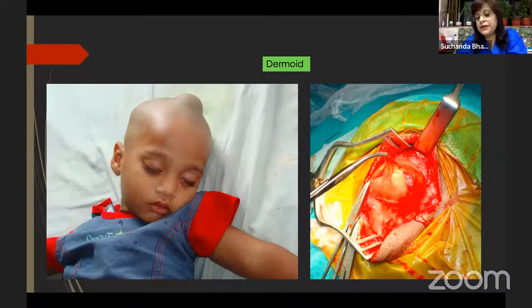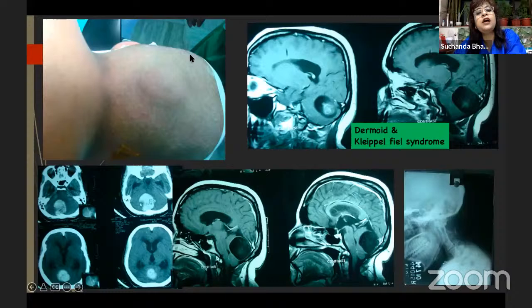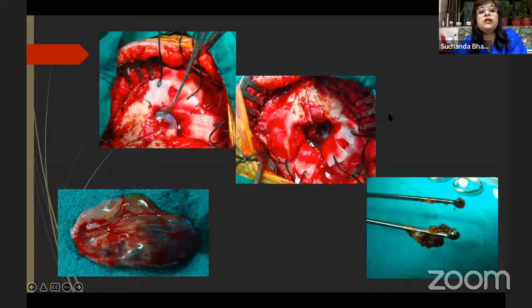This is again another case of an occipital dermoid. Here you can see the swelling in this girl, but this was a very rare case. We could not see a dermal pit, but there was a swelling there, and these were the scan findings you can see. And she also had a Klippel-Feil abnormality. So this is a rare case of a dermoid plus Klippel-Feil abnormality. We operated the dermoid, and these were some of the operative pictures. You can see that this was the whole dermoid being taken out. You can see the hair and some dirty stuff over there, and some dermoids also have teeth within them.